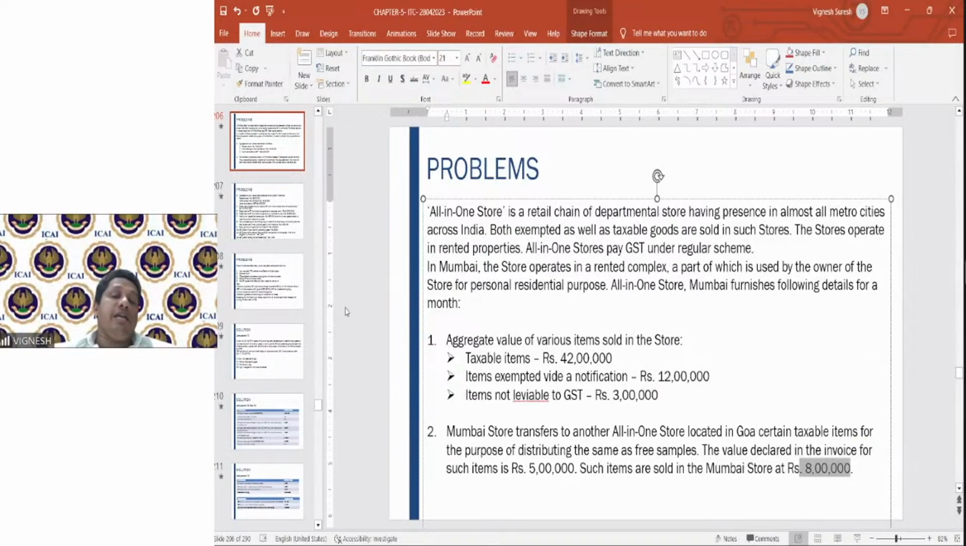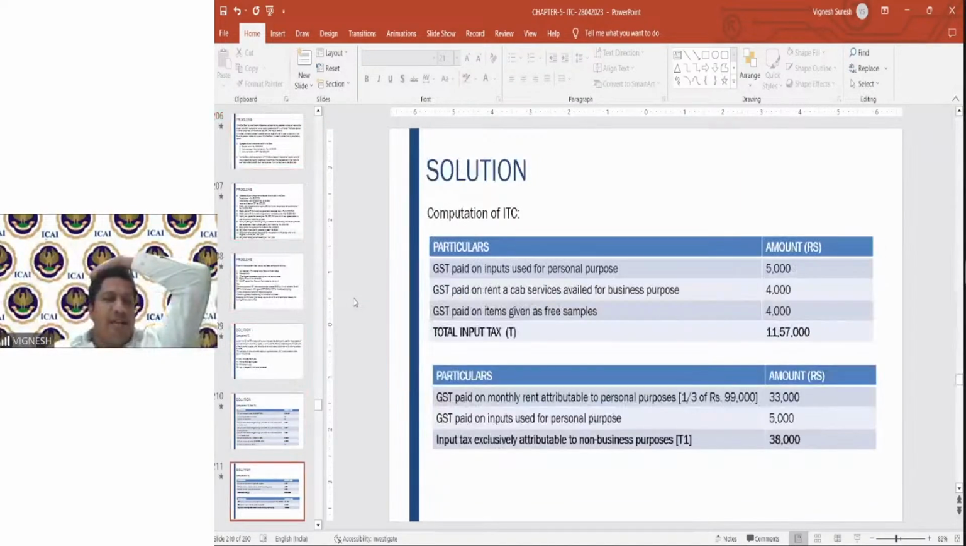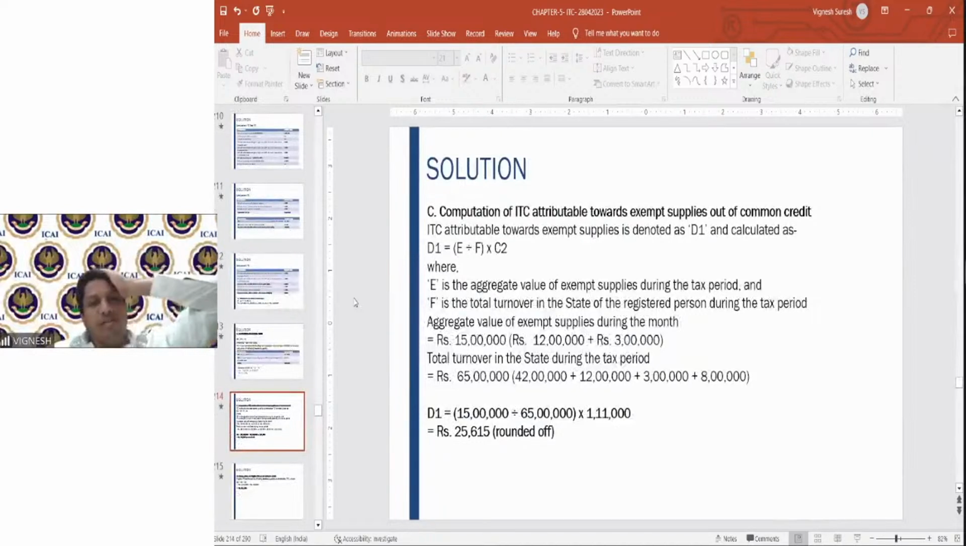Why? Because it is a distinct person. Once it is given to a distinct person, as per provision section 15 of the CGST Act, value of supply rules, you have to take the open market value of supply. So 8 lakhs have to be taken into consideration. So 54, 57 plus 8, 65 lakhs is the total turnover, out of which exempt is 15 lakhs. So 15 lakhs divided by 65 lakhs into 1,11,000. 25,615 is your ITC attributable to the exempt supply.